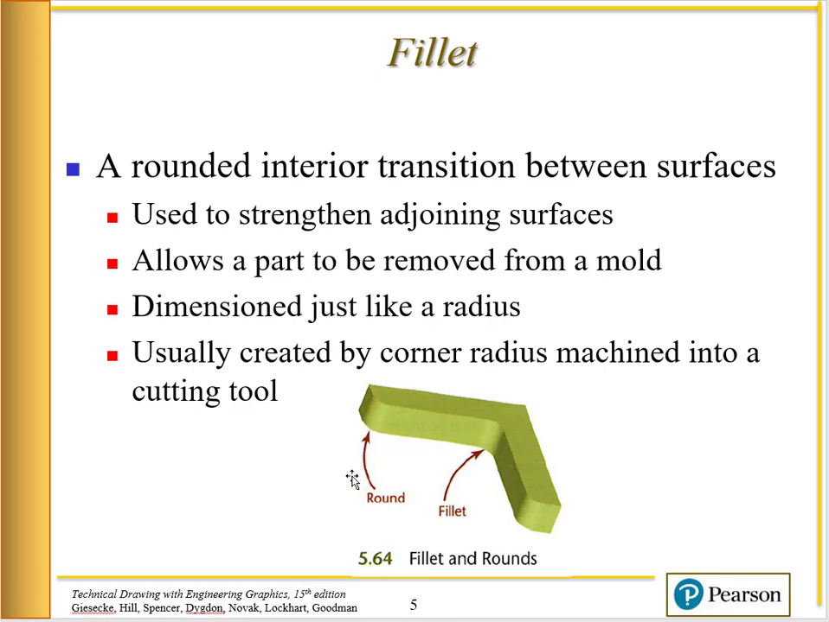It's usually created by the corner of the cutting tool. So a cutting tool can have a corner radius machined into the cutting tool, and then that cutting tool thereby generates that fillet feature.